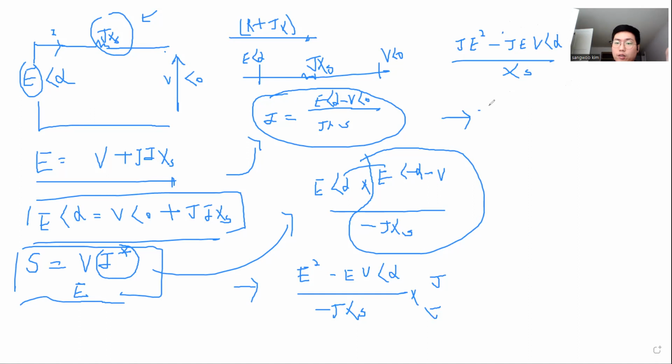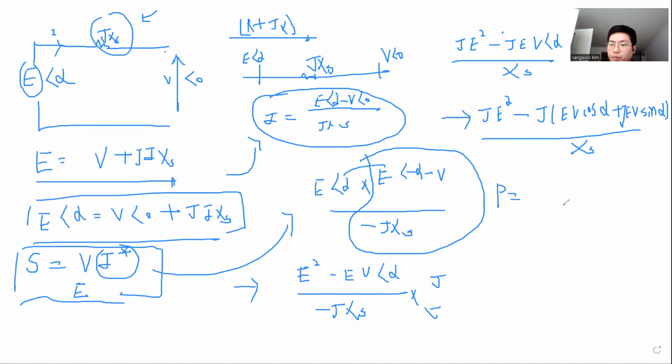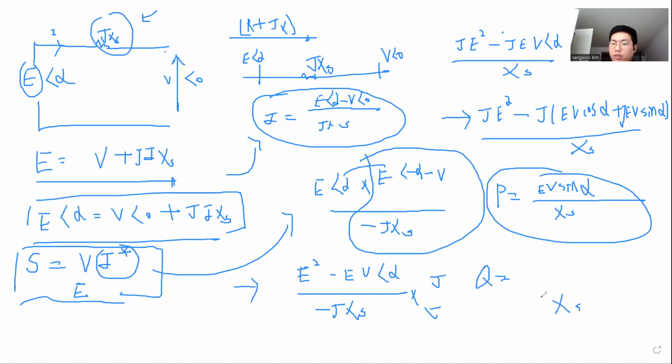And we make it polar, which means we need to find the real part and the imaginary part. J E squared minus J E V cosine delta plus E V sine delta, over X S. So J times J means this part is the real part P. P equals E V sine delta over X S. And Q is E squared minus E V cosine delta over X S.